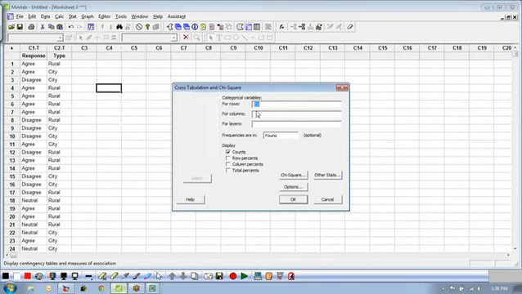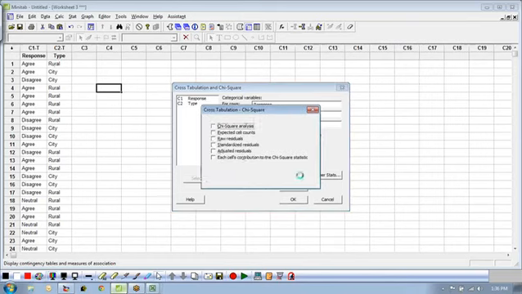Cross-tab and chi-square. Okay, so the first thing is we'll just put in the row and the column. This is just how the table layout is going to look. It's not how it is in Minitab. We just want to put in our variables. One row, one column. Click on chi-square, and we're going to ask it to do the chi-square analysis.